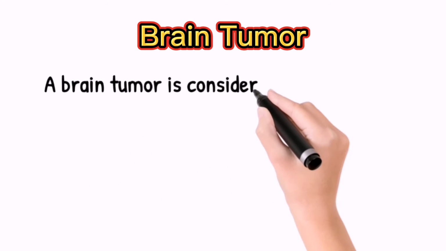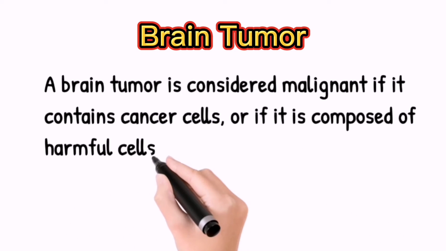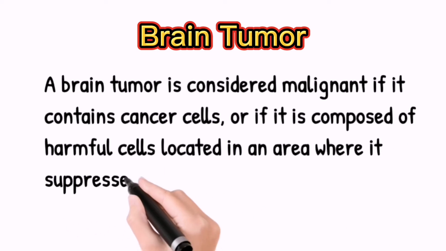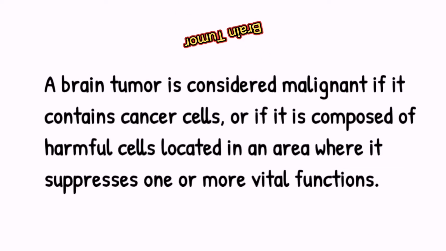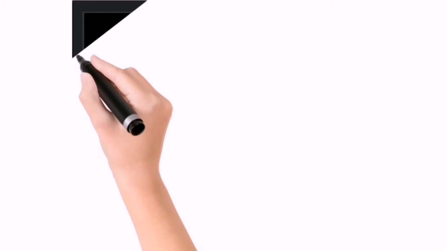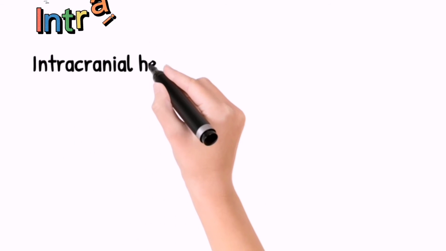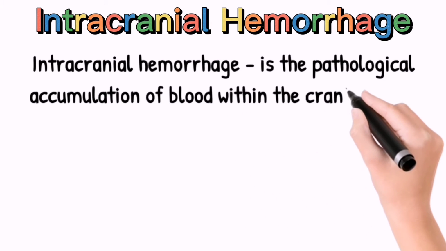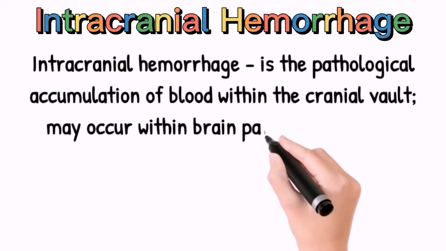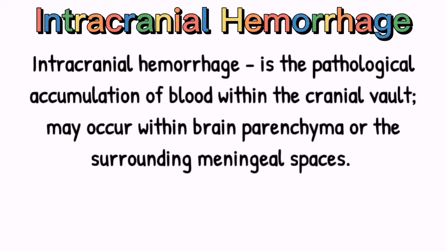A brain tumor is considered malignant if it contains cancer cells or if it is composed of harmful cells located in an area where it suppresses one or more vital functions. The second indication for CT scan of the brain is intracranial hemorrhage. An intracranial hemorrhage is a pathological accumulation of blood within the cranial vault. It may occur within brain parenchyma or the surrounding meningeal spaces.